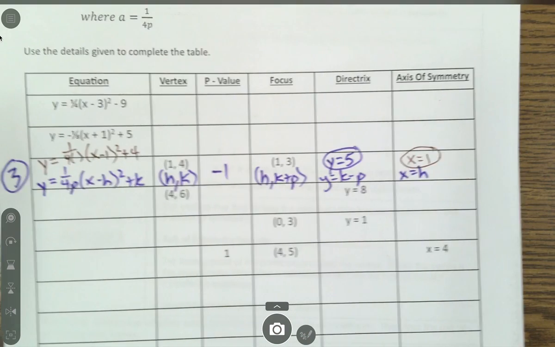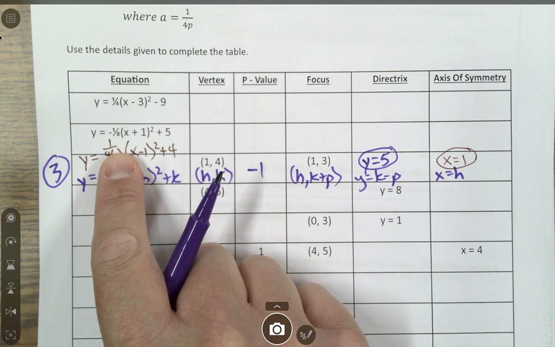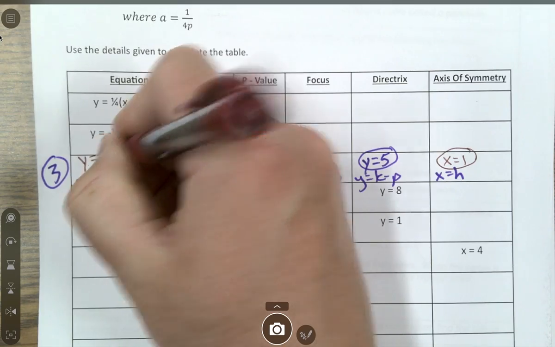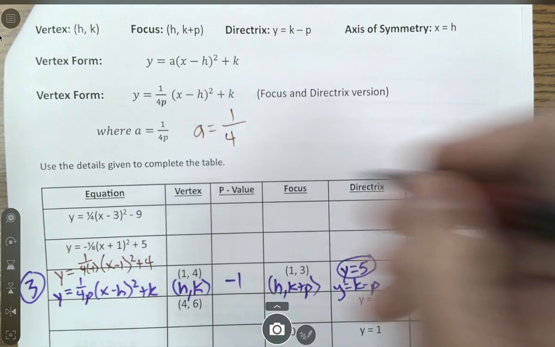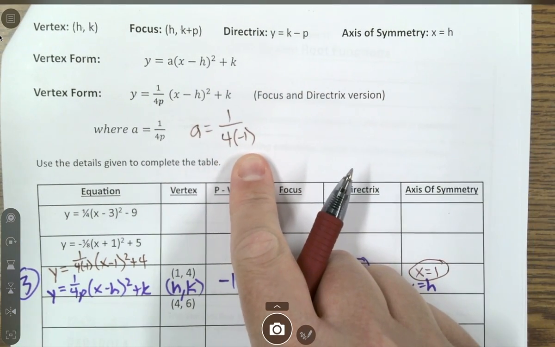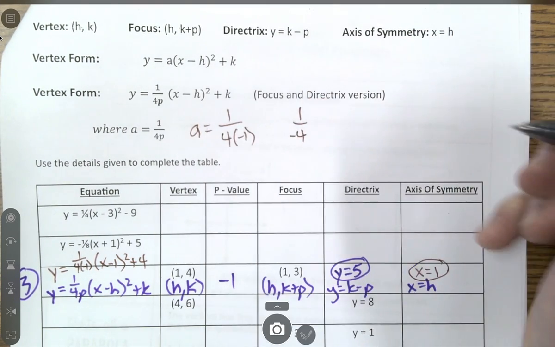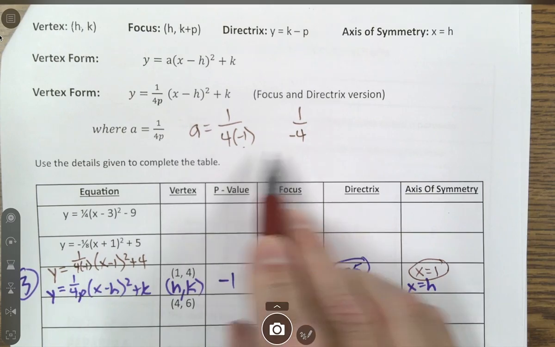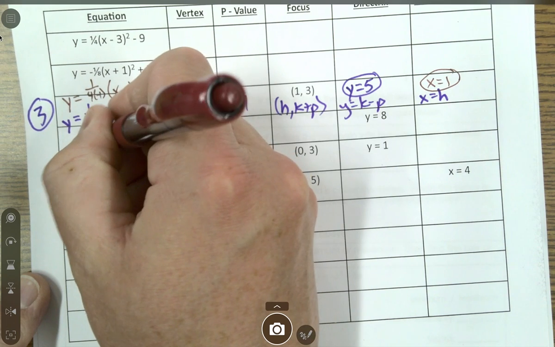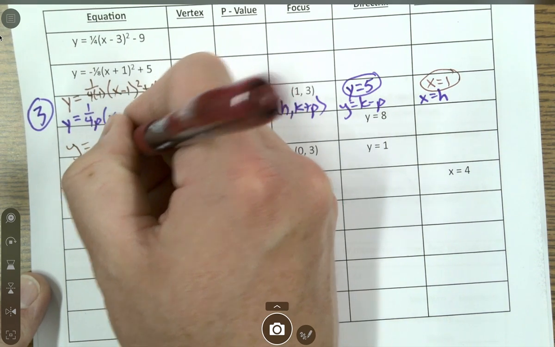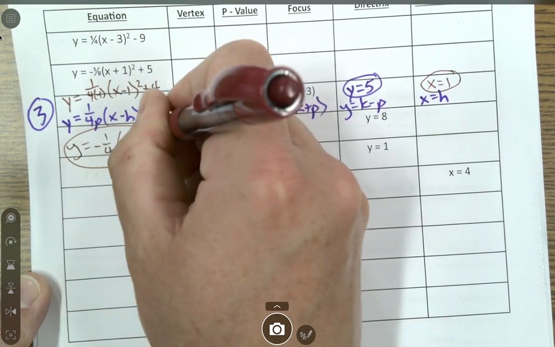So I can input a -1 in for my p-value, and it's confusing, so let me go up here. So we have a equals 1 over 4 times -1, that's my p-value, and if you multiply this out, you get an a value of 1 over -4, because -1 times 4 is -4. So I end up with y equals -1 over 4 times (x minus 1) squared plus 4. That is the answer to number 3.